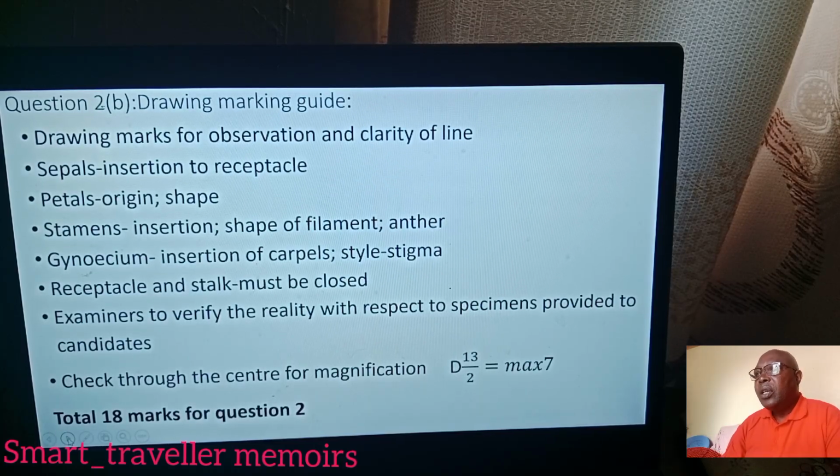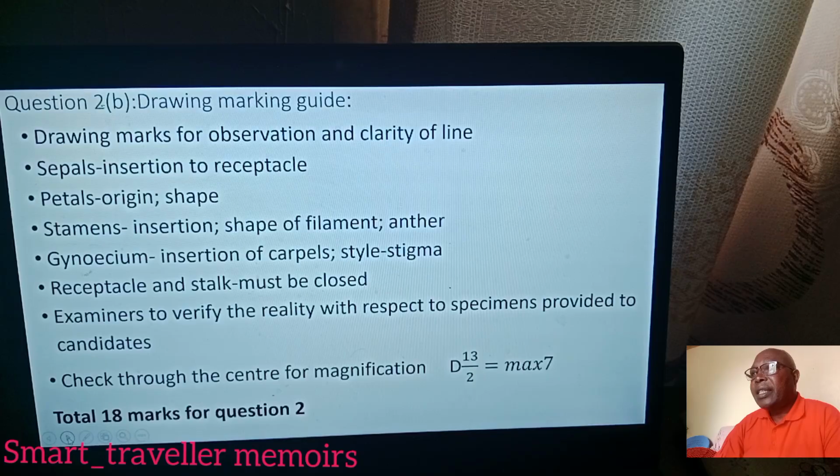This is the guide. Drawing marks for observation and clarity of lines. Sepals insertion to receptacle. Petals origin and shape. Stamens insertion. Shape of filaments. And the gynoecium, insertion of carpels, you get a mark. Stigma, style of stigma. Receptacle and stalk must be crossed.